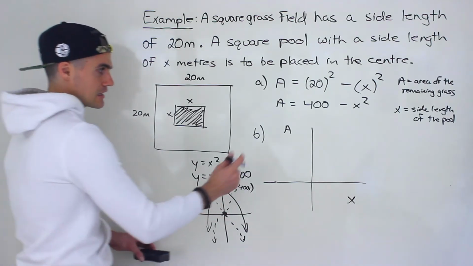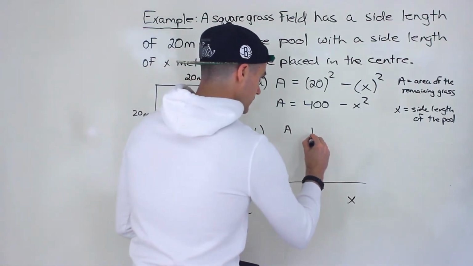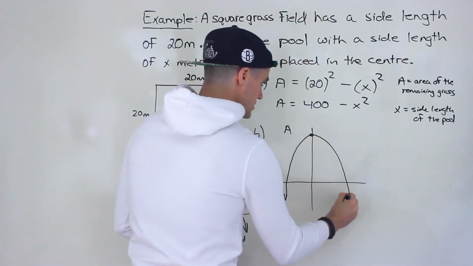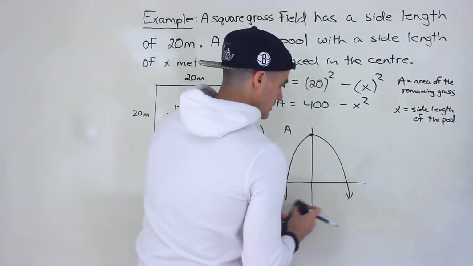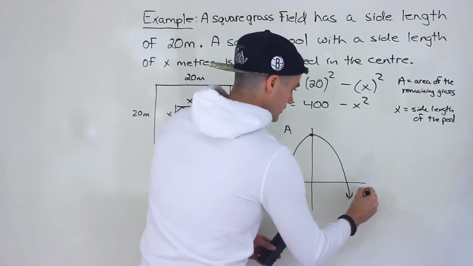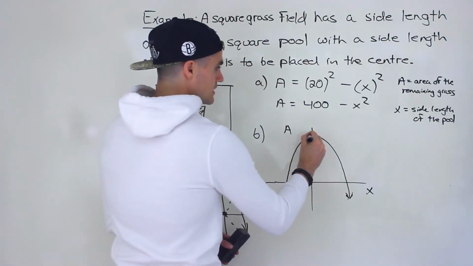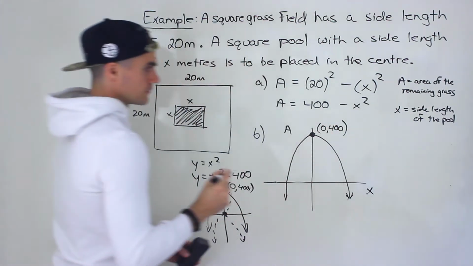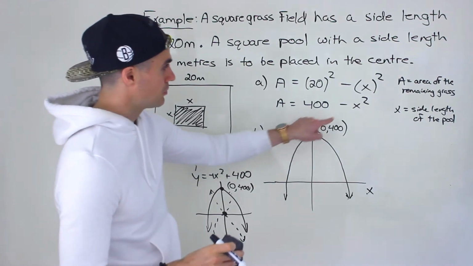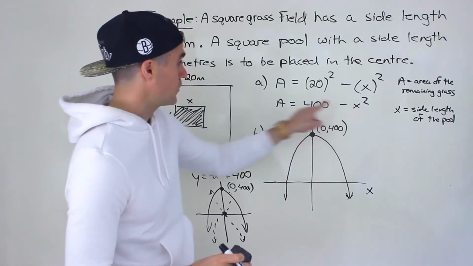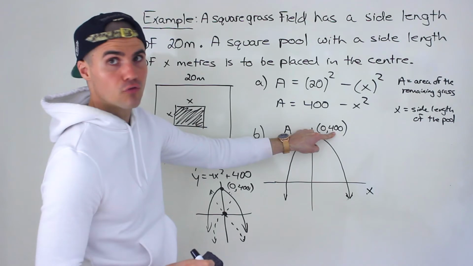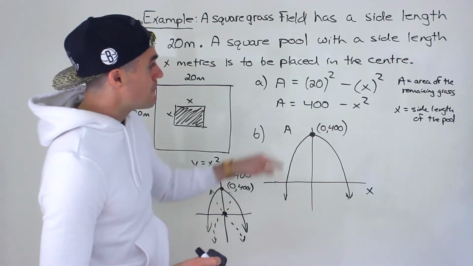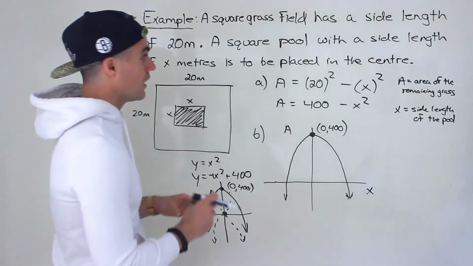Okay, so if we take this and graph it here, I'm going to adjust the graph in a sec, but let's just graph it as an abstract quadratic for now. So this here is at 0 and 400. Okay, and that makes sense. Notice if we plug in 0 for x, what's the a value going to be? Well, it's going to be 400. So that's actually the maximum point. That's the maximum area of the remaining grass.